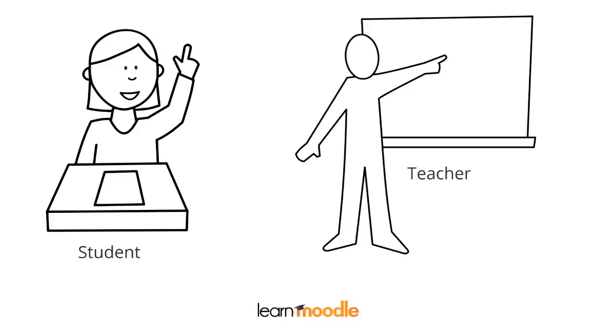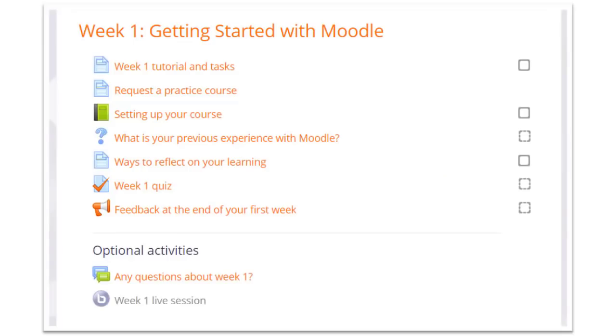The course is divided into 4 weekly sections. Here is week 1, Getting Started. Work your way through the activities each week, starting with the weekly tutorial and list of tasks you need to do for that week. Each week also has optional activities. You don't have to do them, but you might find them useful.